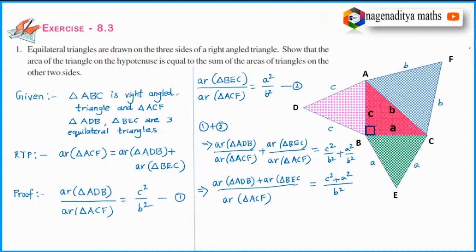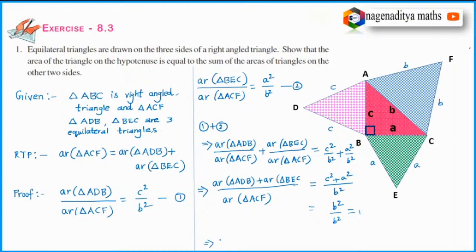So in triangle ABC, ABC is a right angle triangle, and AC square is equal to AB square plus BC square. AC is B, so AC square means B square, and AB square is C square, and BC square is A square. So that means here C square plus A square is equal to B square. So ABC is a right angle triangle, hence B square is equal to C square plus A square. So in the place of C square plus A square, it should be replaced by B square. So this is B square by B square. So this is equal to 1. Okay.